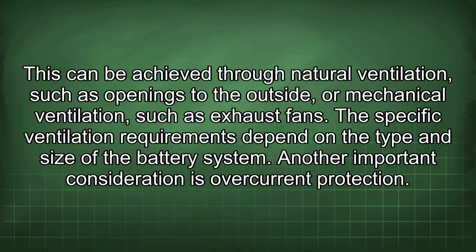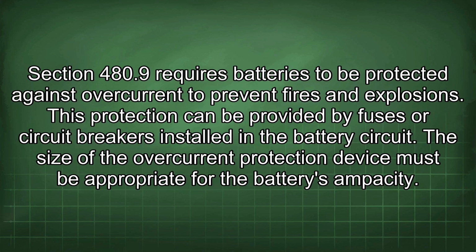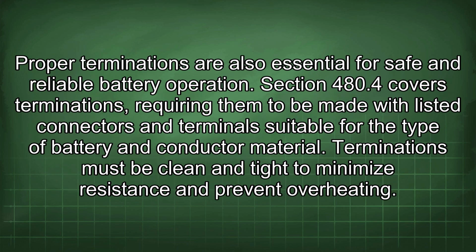Another important consideration is overcurrent protection. Section 480.9 requires batteries to be protected against overcurrent to prevent fires and explosions. This protection can be provided by fuses or circuit breakers installed in the battery circuit. The size of the overcurrent protection device must be appropriate for the battery's ampacity. Proper terminations are also essential for safe and reliable battery operation. Section 480.4 covers terminations, requiring them to be made with listed connectors and terminals suitable for the type of battery and conductor material. Terminations must be clean and tight to minimize resistance and prevent overheating.